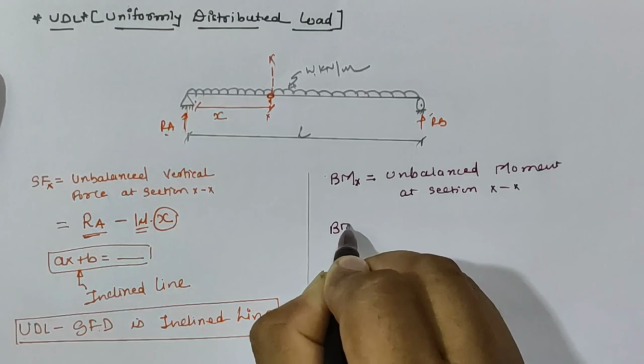Now variable is x as well as x square. Now this equation is similar to ax square plus bx plus c, which is equal to constant, and this equation is for parabola. Means that for UDL our bending moment diagram is parabolic curve. So from these both parts one can say that for the UDL load shear force diagram is inclined line while bending moment diagram is parabolic curve.